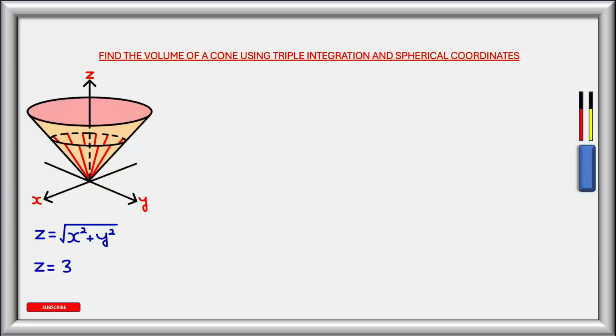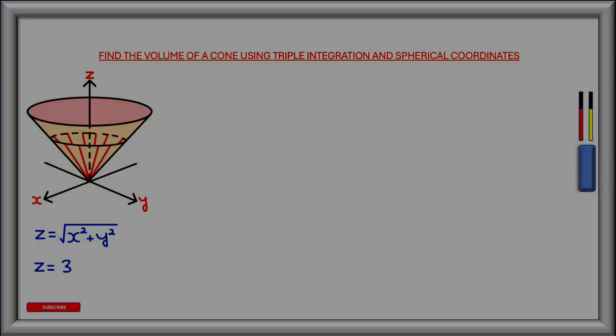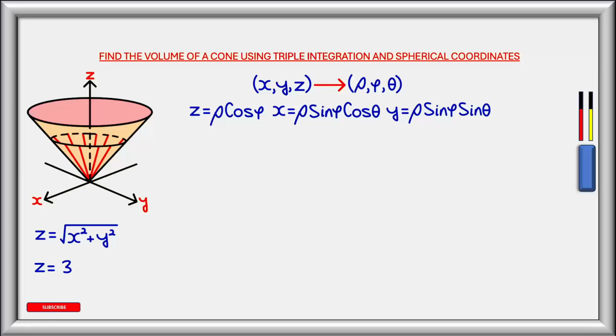Our first step in the process of finding the volume of the cone is to convert the Cartesian equations into spherical coordinates. So we need to convert all the x's, y's and z's into rho, phi and theta. And to do this, we're going to make a substitution. So we're going to let z equal rho cos phi, x equal rho sin phi cos theta, and y equal rho sin phi sin theta.